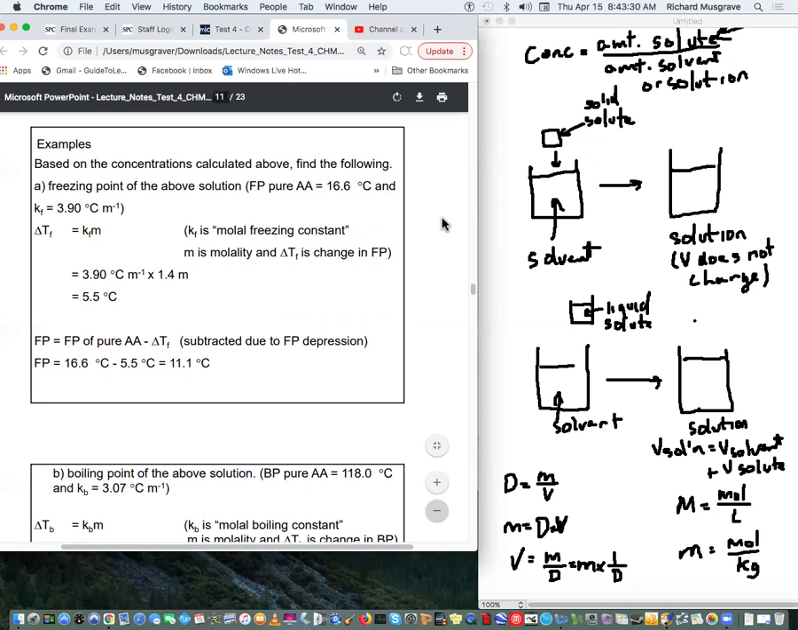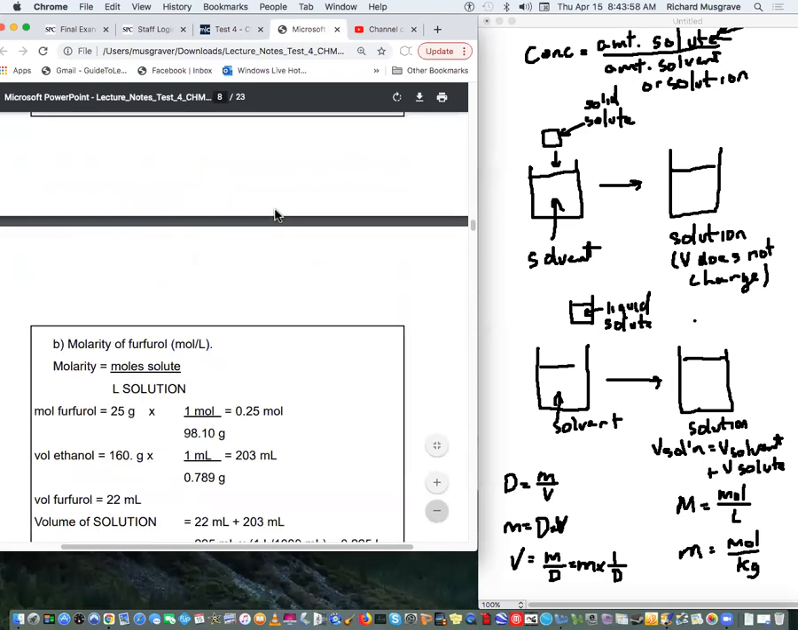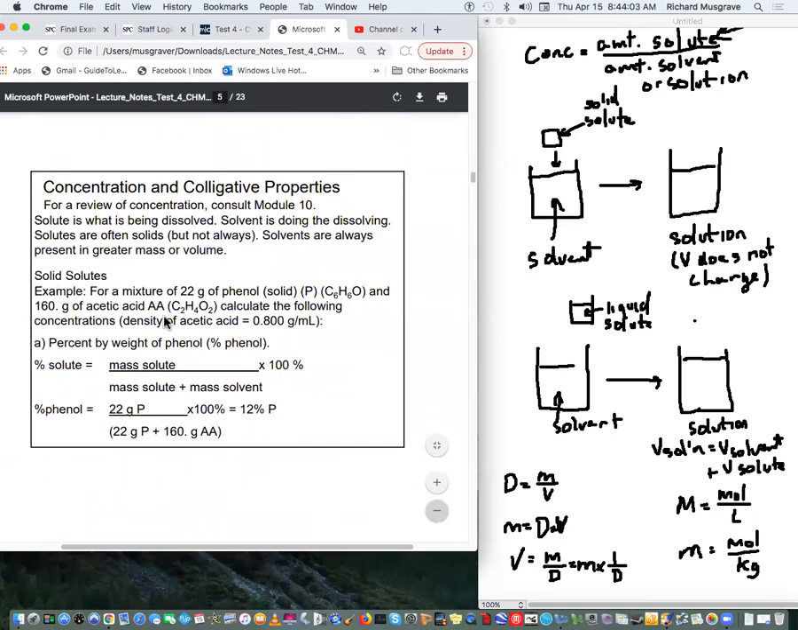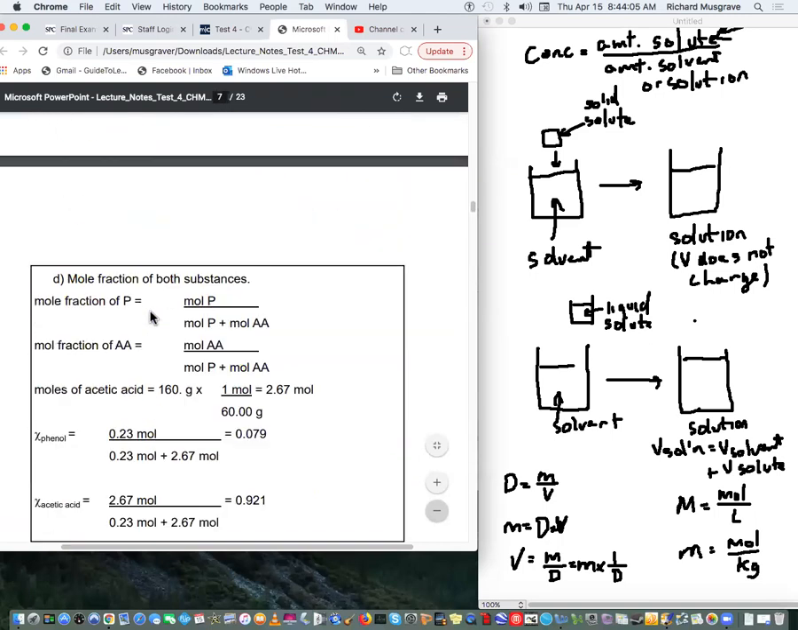Sorry, what do we do? Maybe it was a molal freezing constant, yeah. So we were looking at Kf. And to do that, we dissolved salt in ice water and figured out what the temperature was and the effect it had on lowering the freezing point. So let's say you're looking for the freezing point of the above solution. Now the solution I'm talking about is this one. It's a phenol in acetic acid, so that's what we're looking at.